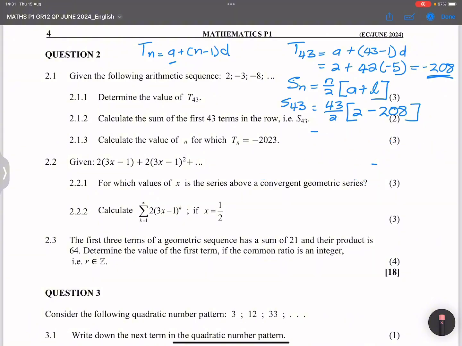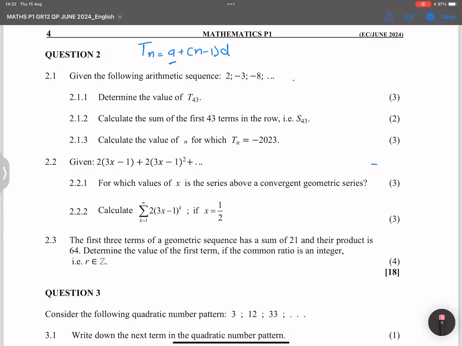Right, so they give us the example 2 times (3x minus 1) plus 2 times (3x minus 1) squared, and so on. The first thing they ask is: for which values of x is the series above a convergent geometric series? They tell us it is a geometric series, so what is our common ratio? Remember that for a geometric series, we've got a common ratio.